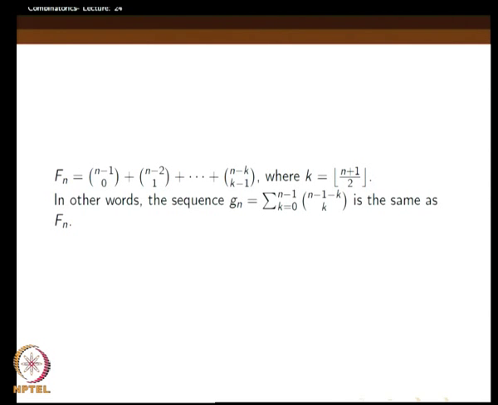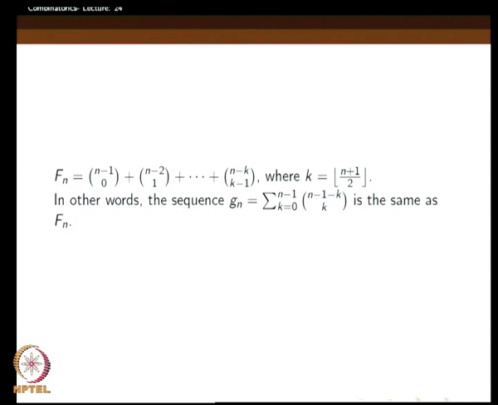Like that, the Fibonacci numbers have several interesting properties. So, here is one property which is a slightly different thing, but it is interesting. I can state it, but probably I will not prove it. It is not because it is difficult to prove, but to save time. It says Fn equals n minus 1 choose 0 plus n minus 2 choose 1 plus up to n minus k choose k minus 1, where k is equal to n plus 1 by 2.